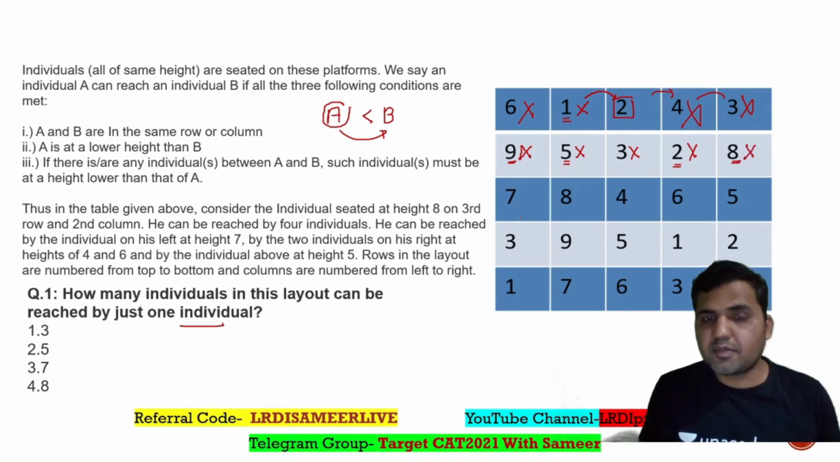7 can be approached by 3, right? 7 cannot be approached by 8, 7 cannot be approached by 9. So 7 is an individual which is being approached only by one person, that is 3. So it has to be counted as a part of my answer. 8 can be approached by 7, 5, 4, all 3, so eliminate it.